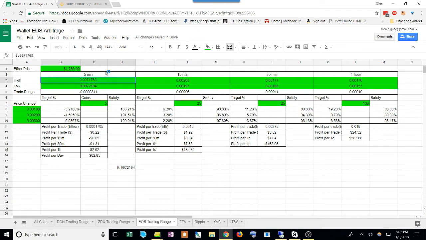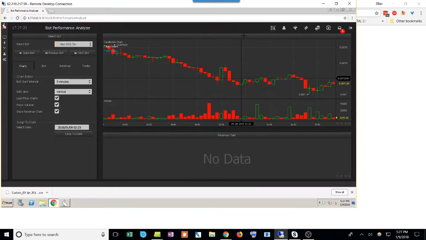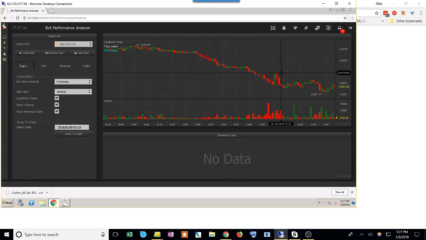There we go. Good old switcheroo. And there it is, highest to lowest. That's the trade range, an average trade range for that 5 minute mark. Looking back at the charts here for the last 5 minutes, it's around the 0.7 mark, so it can only probably go up from here, 0.7 to 0.8.